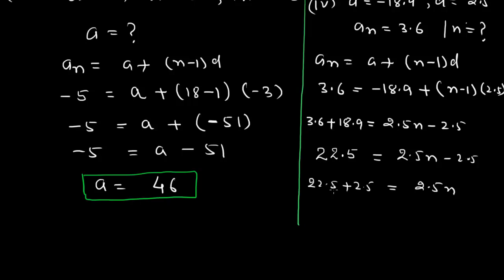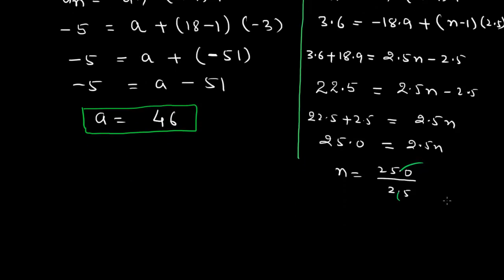So we can add this, and this equals 25.0, so 25.0 equals 2.5N. So N equals 25.0 upon 2.5. Because the number of digits after the decimal is 1 in both the numerator and the denominator, we can cancel out the decimal from both. Therefore this equals 250 upon 25, and now we can calculate it easily. This equals 10. This is the value of N, and this is the solution of the fourth part of this question.